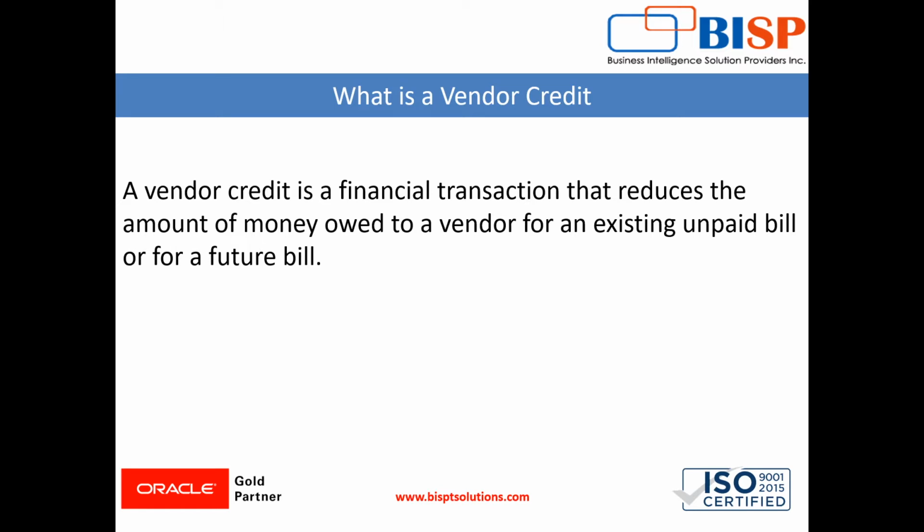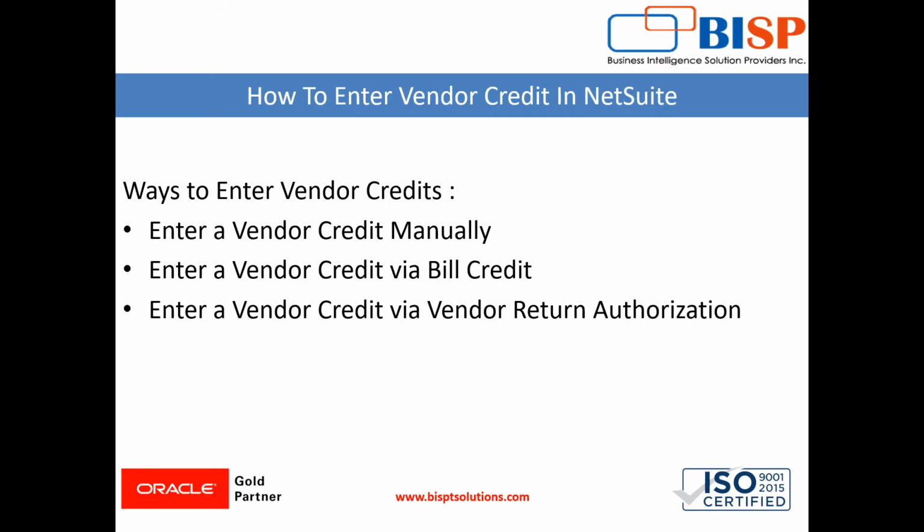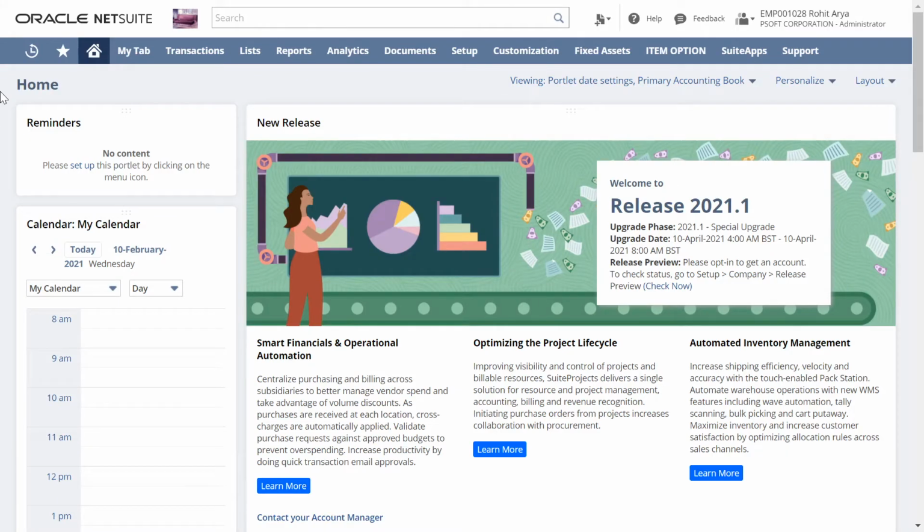So let's see how we enter vendor credits in Oracle NetSuite. There are a total of three ways of entering a vendor credit in NetSuite. The first one is to enter vendor credits manually. The second way is to enter vendor credits via bill credit. And lastly, the third one is entering a vendor credit via vendor return authorization. So let's get to our Oracle NetSuite and see how we are going to do these three methods.